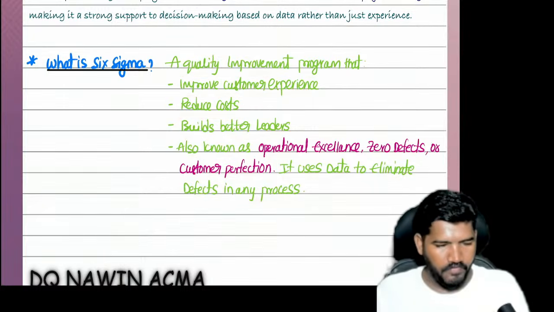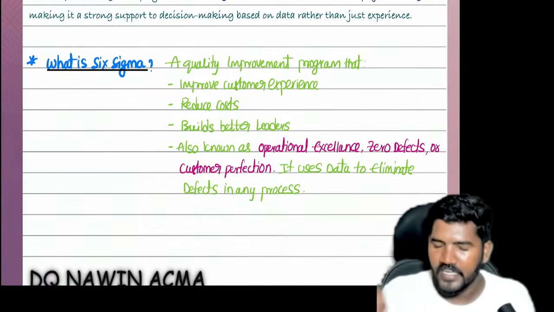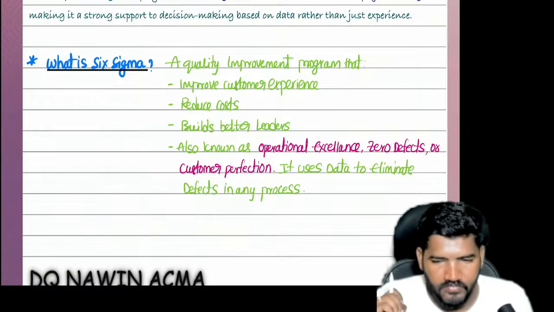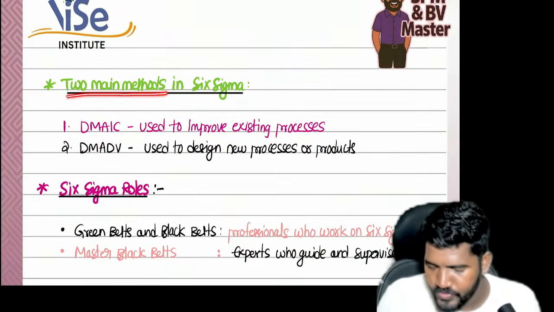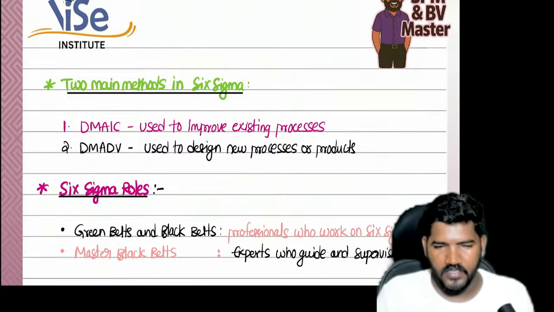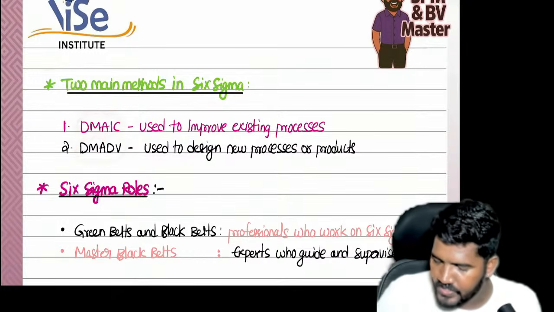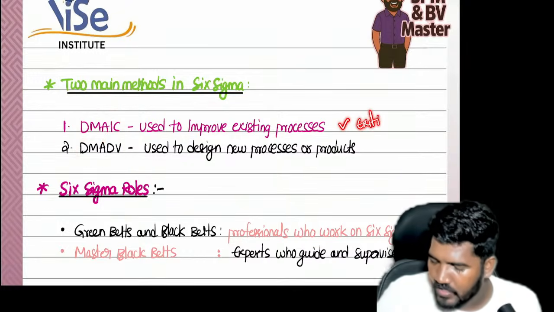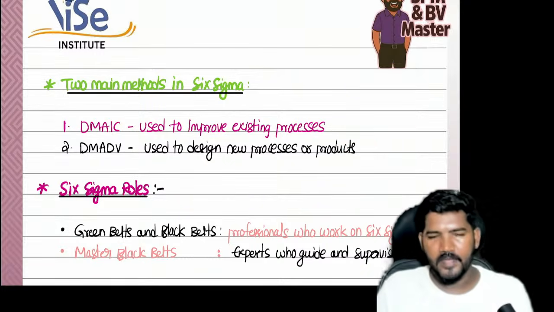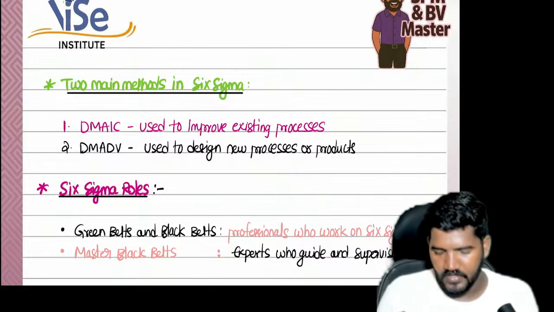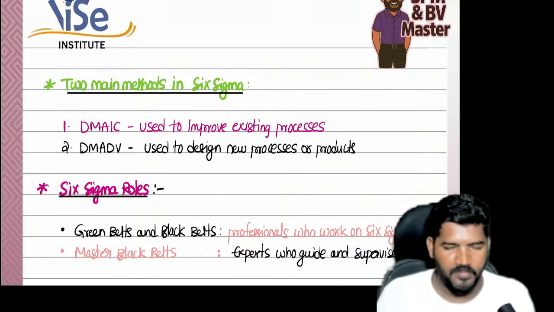For reducing defects and providing quality goods to customers, we implement a tool called Six Sigma. There are two methods we use in the Six Sigma concept: one is DMAIC and the other is DMADV. DMAIC is for existing companies, and DMADV is for new companies. Many times this question is asked: explain the methods of Six Sigma.